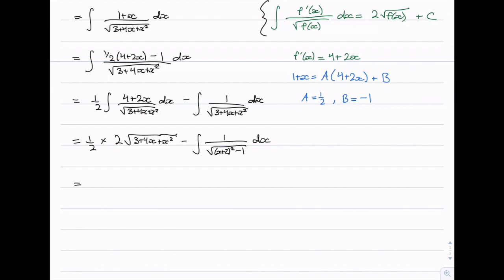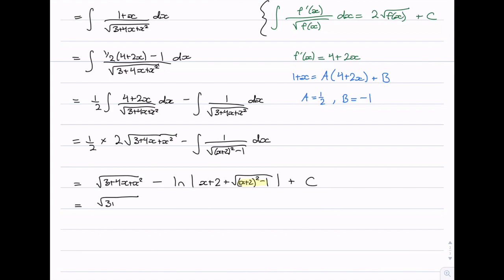So let's actually evaluate that. This here becomes just 3 plus 4x plus x squared. And the second integral becomes the log of x plus 2 plus the square root of (x plus 2) squared minus 1, plus a constant. And this is correct, but this little bit in here, we can actually just do the reverse of completing the square to get it a little bit nicer.